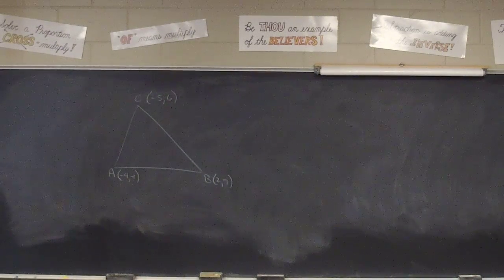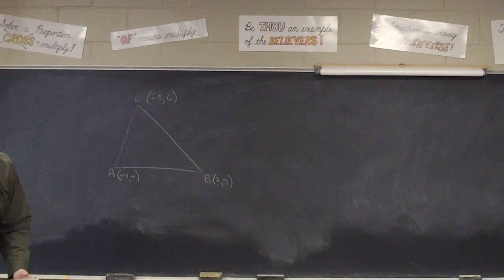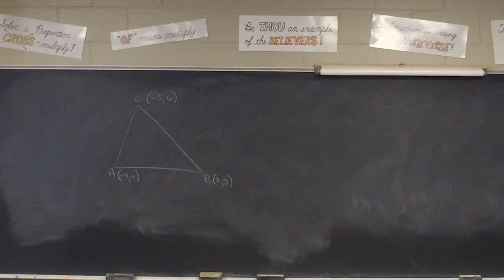Isosceles makes sense. Just show 2 sides are equal. Equilateral would make sense. Show all 3 sides are equal. Scalene would make sense. Just show that none of the sides are equal. How would I show right triangle? One side is double the other side.